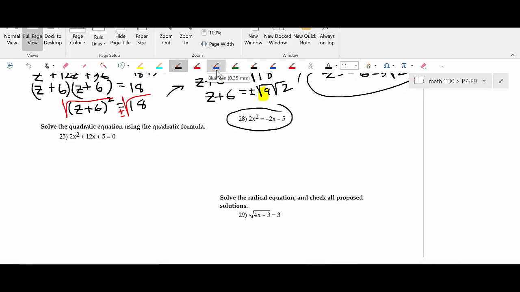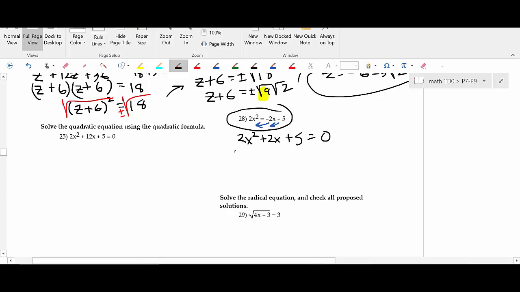Okay, what's the first step on number 28? Now, one side equals 0. Okay, good. So you want to make sure that you go ahead and move those two things over. You can do that in your head. So that will be 2x squared plus 2x plus 5 equals 0. Now I'm pretty sure that doesn't factor. If you tried, you probably wouldn't get anywhere.